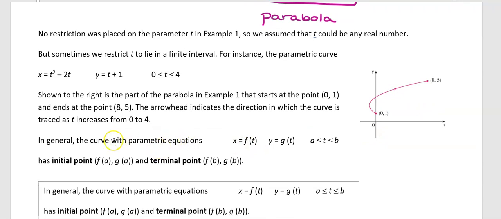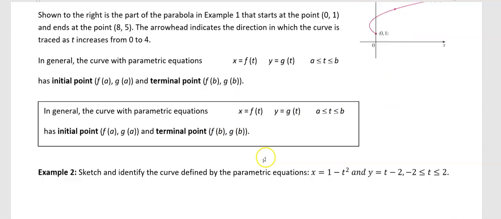Okay, so in general, the curve with parametric equations x equals f of t and y equals g of t is going to have some sort of interval, and so that means it will have an initial point, which means when you take your parametric equations and evaluate them at that first number in the interval, that's going to be the initial point, f of a, g of a. It will also have a terminal point, which would be the evaluation of the parametric equations at the end of the interval, in this case b. So the terminal point would be f of b, g of b.